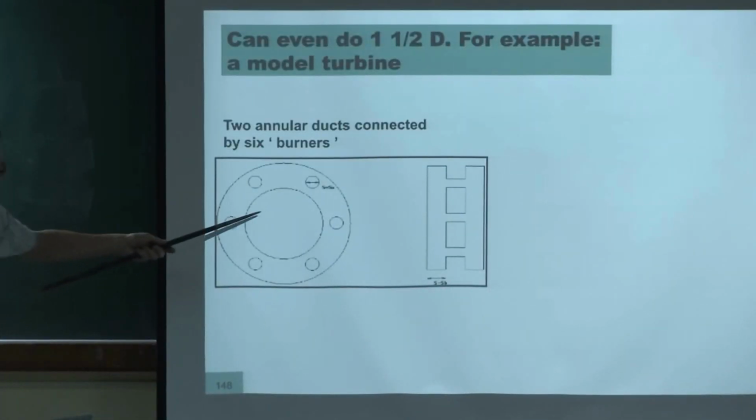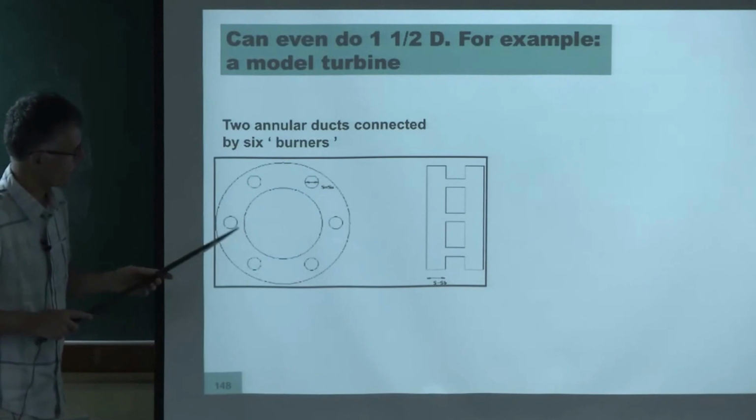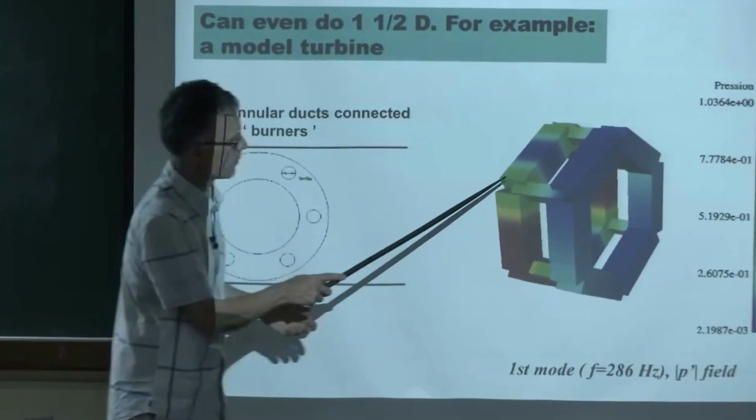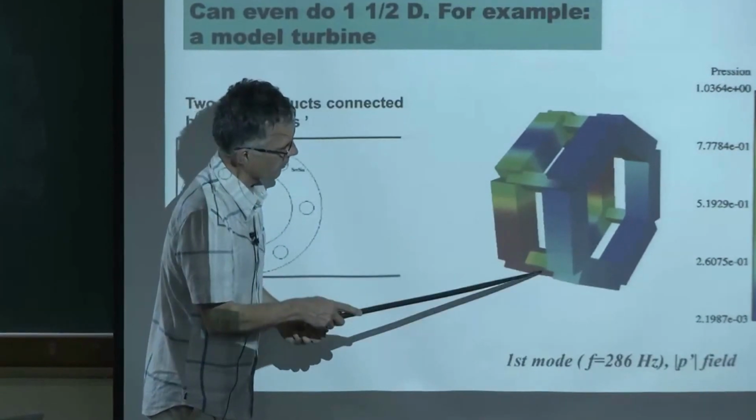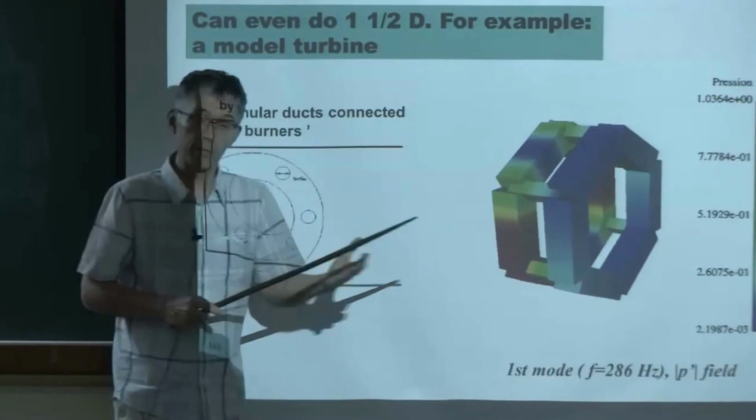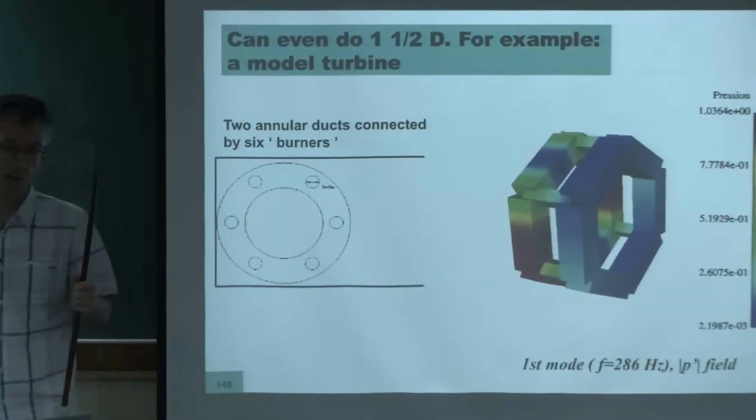So for example, if you have a system like this, where you have an annular chamber with 6 burners, in 1.5D, it will look like this, okay? The plenum, the chamber, and the burners. It's just square ducts because it's only 1D. But you can do very complicated geometries with this 1.5D system.